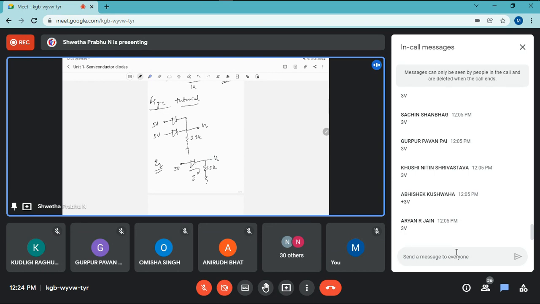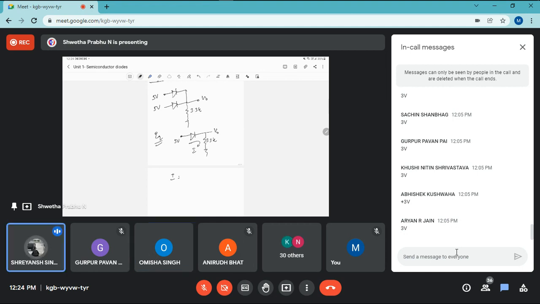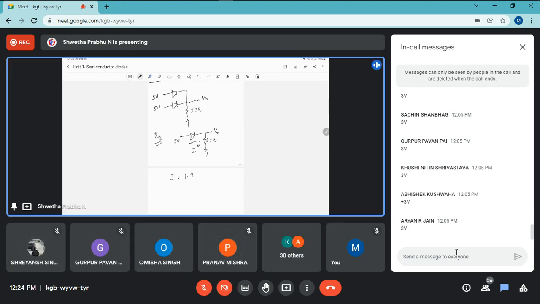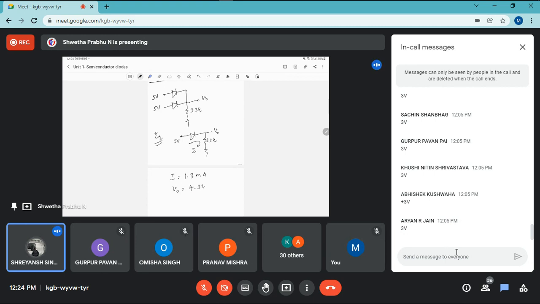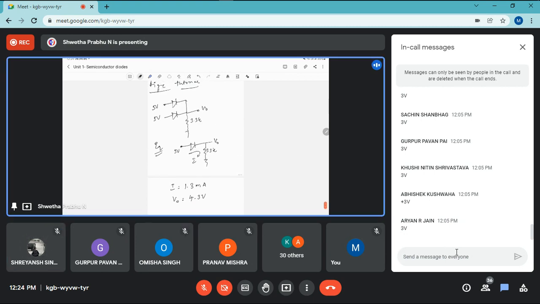This is the equivalent, right? Find I and find V naught. How much will you get? What is the I value? 1.303 milliamperes. The output voltage? 4.3 volts. Yes, correct. So therefore the circuit is behaving like an OR gate.